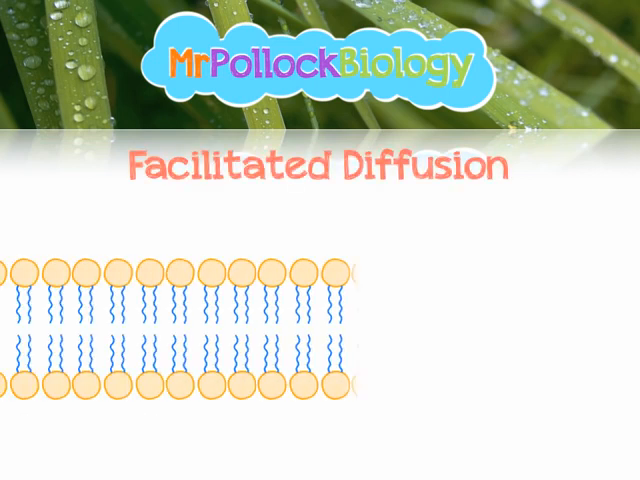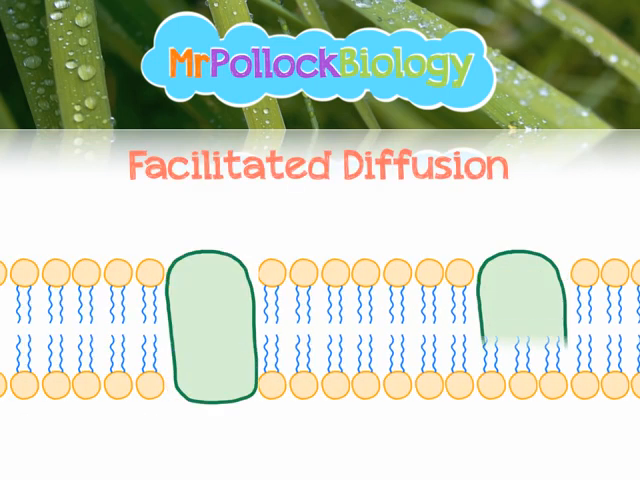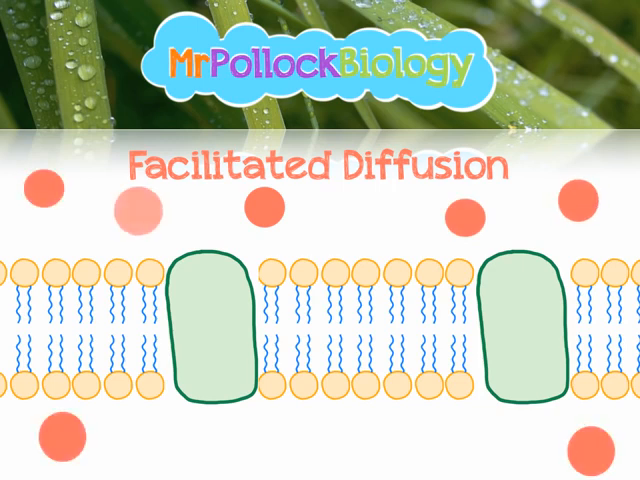Now facilitated diffusion has much in common with simple diffusion, except it requires these things called carrier proteins. And here we see that these larger molecules move through the carrier proteins. Still we're moving from high concentration to low concentration, but the only difference is that these carrier proteins are required to allow these large or charged molecules to pass across the membrane.